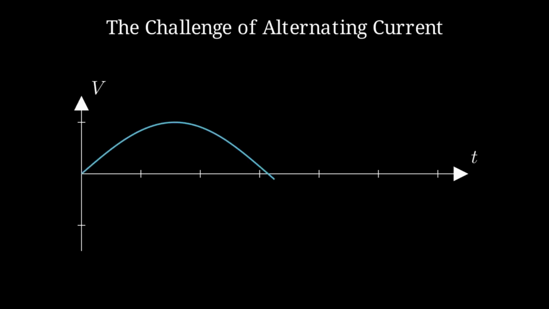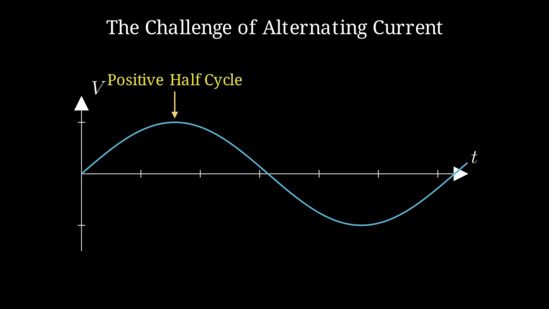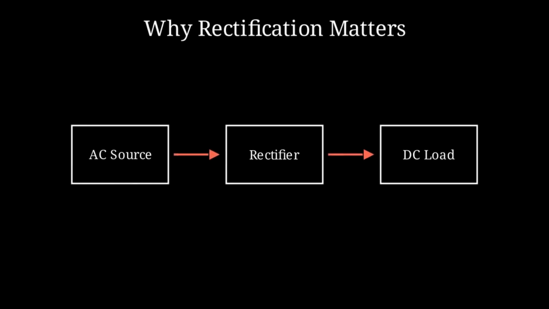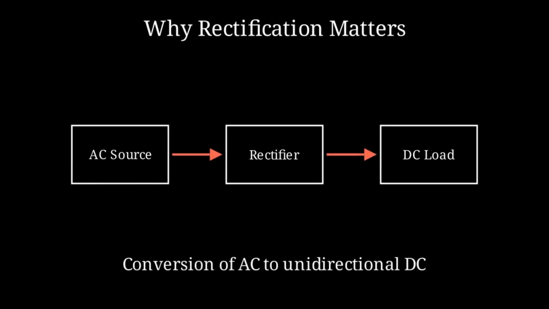Alternating current is the standard for power distribution, but many electronic devices require direct current to function. Understanding how we convert and measure these changing voltages is essential for modern electronics and power grid management. Rectification is the process of converting bidirectional alternating current into unidirectional direct current.